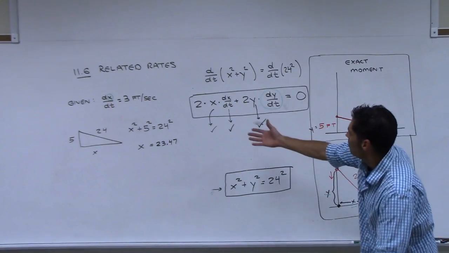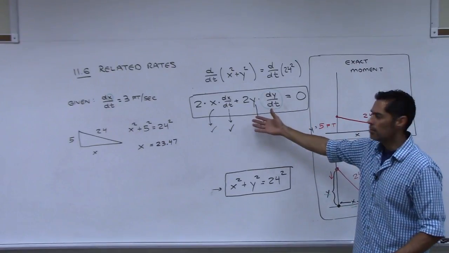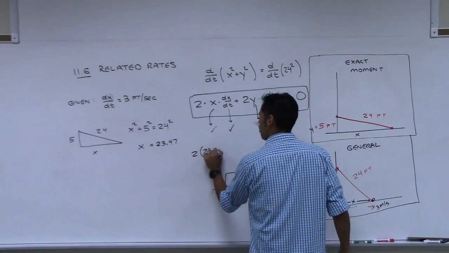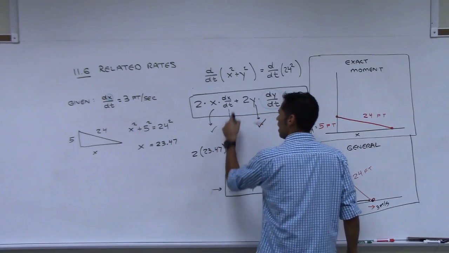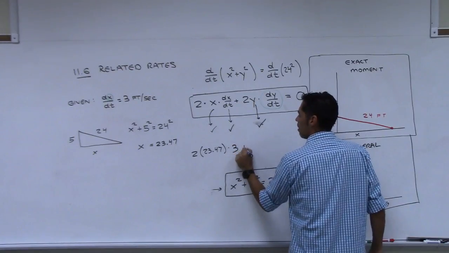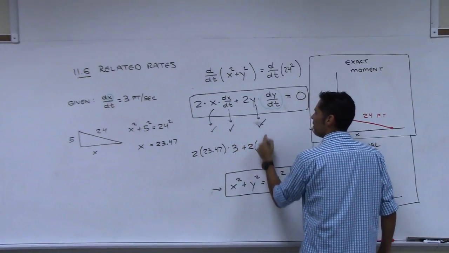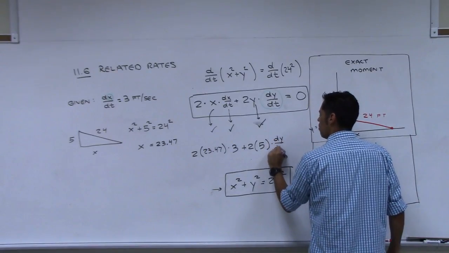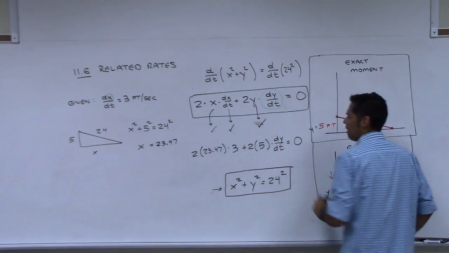So now I'm just going to go to this equation. I'm going to plug everything in. Here we go. 2 times 23.47 times dx dt. What was dx dt? 3. Plus 2 times y. What was y? 5. Times dy dt, which I don't know. That's what I'm looking for. That must equal 0.